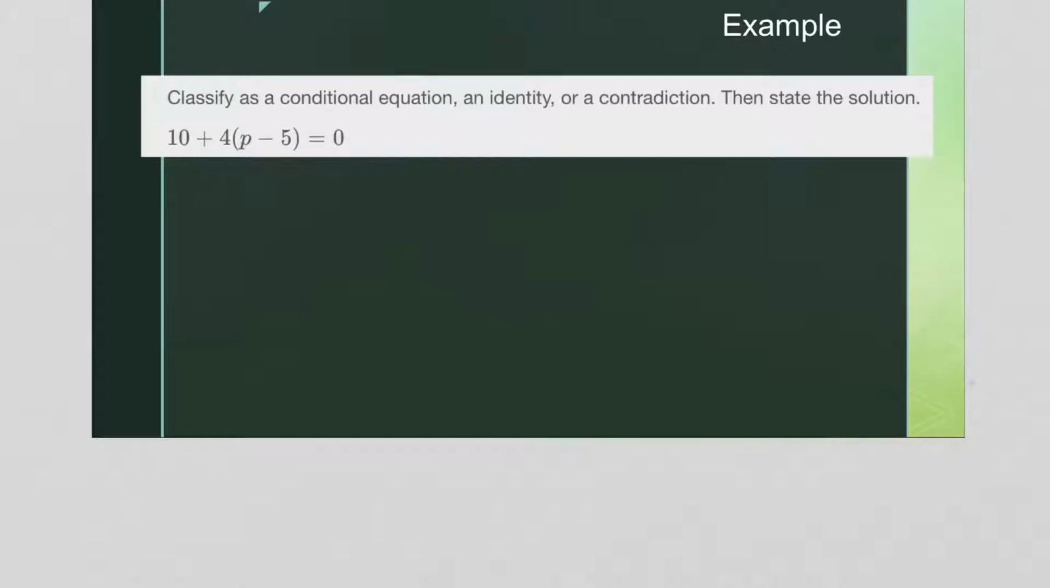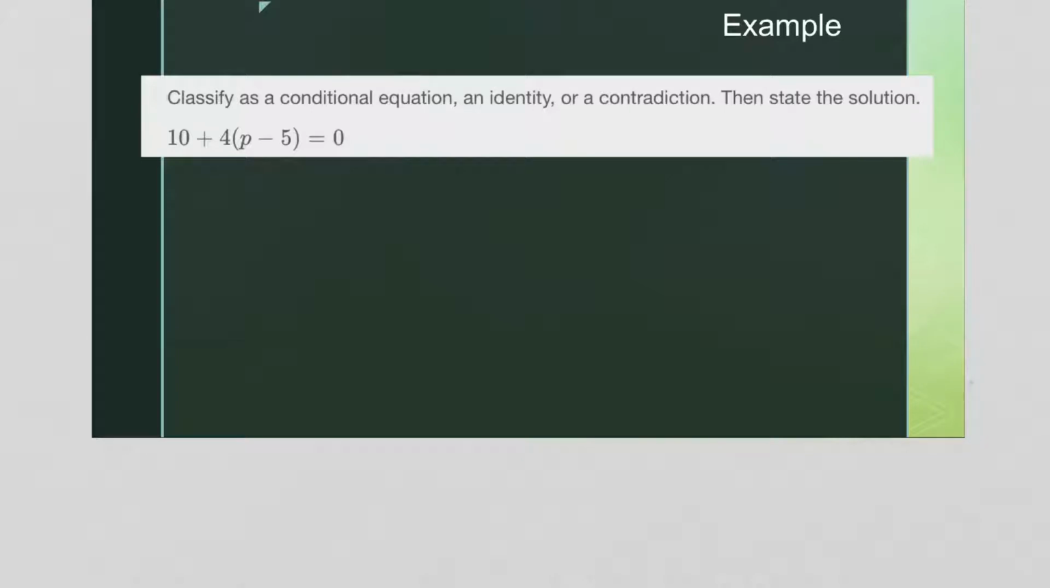Contradiction means you're going to get something silly. Your variables go away and you're going to be left with something ridiculous like 5 equals 9, which we know can't be, and that means that there are no solutions at all.